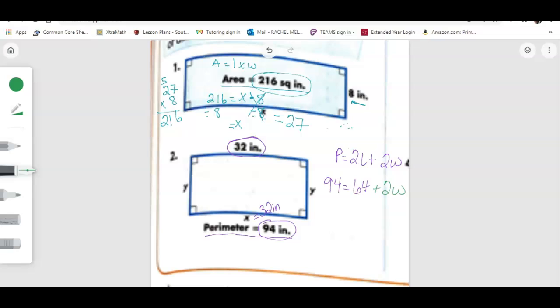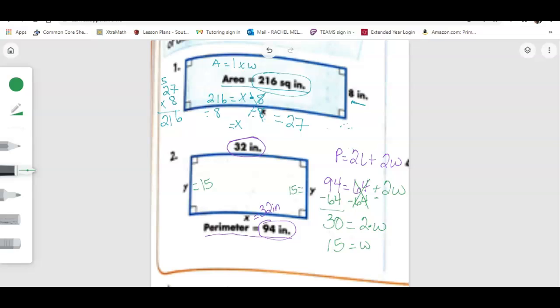Now I do my solving equations. What's the opposite of addition? That would be subtraction. So I need to subtract 64 from this side and from this side. That leaves me with 30 on this side of the equal sign and the 2W on this side. Again, what number times 2 is 30? Well, that would be 15. So we're saying that the sides are 15.